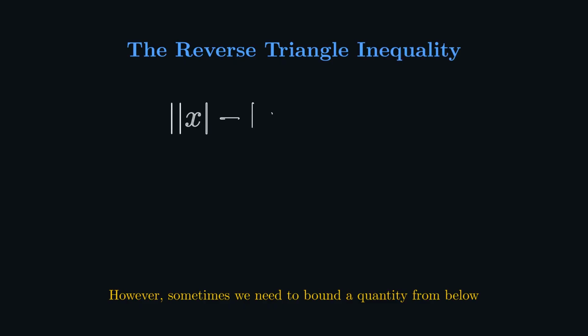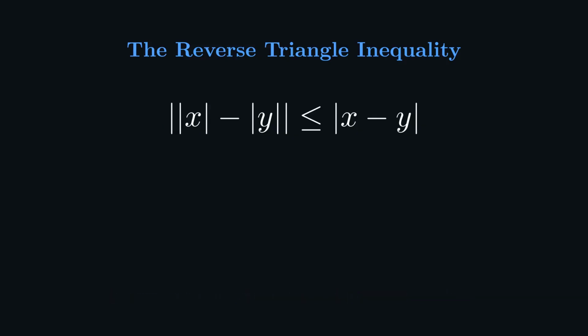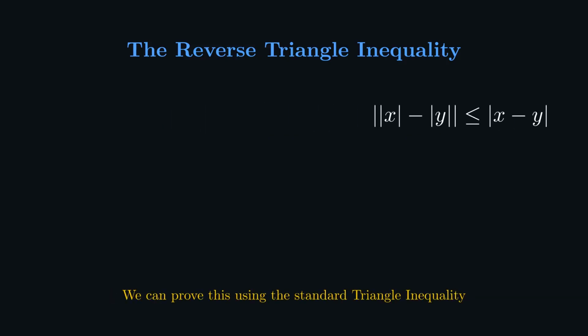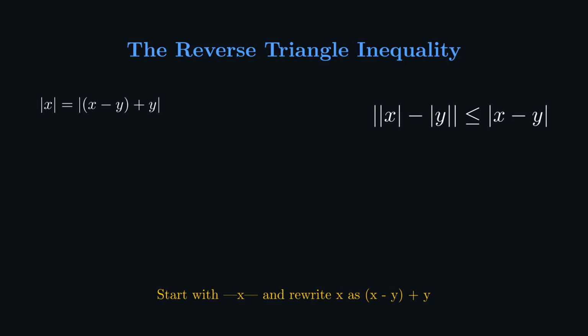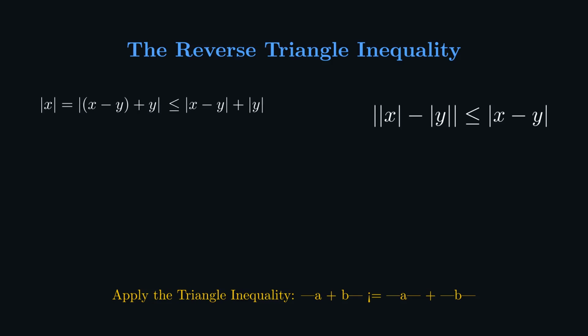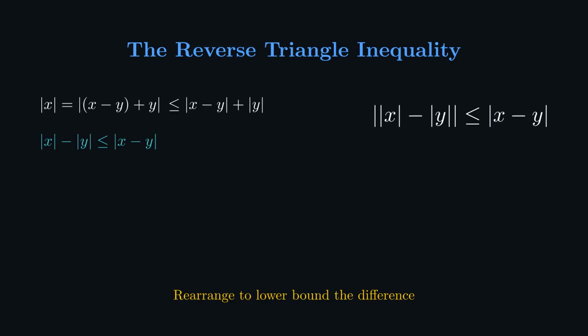Sometimes, however, we need a lower bound. This is the reverse triangle inequality. We prove it using the standard version. We start by rewriting one vector as a sum involving the difference. Applying the standard triangle inequality allows us to split this sum. Rearranging the terms gives us one direction of the inequality. By symmetry, the exact same logic applies to the other variable, effectively bounding the quantity from both sides.